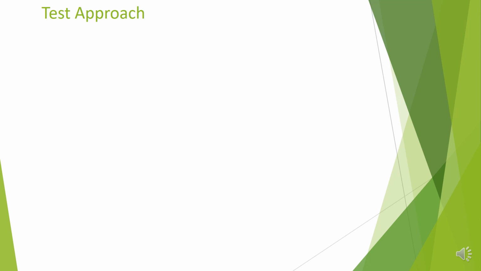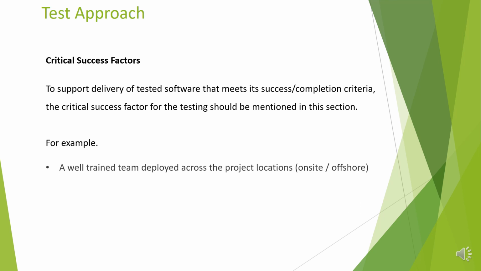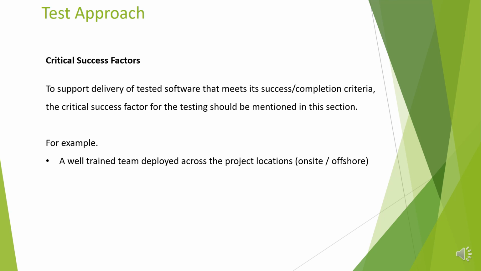The last section in the test approach document is critical success factors. To support delivery of tested software that meets its success or completion criteria, the critical success factors for the testing should be mentioned in this section. For example, a well-trained team deployed across the project locations. Effective communication channel.